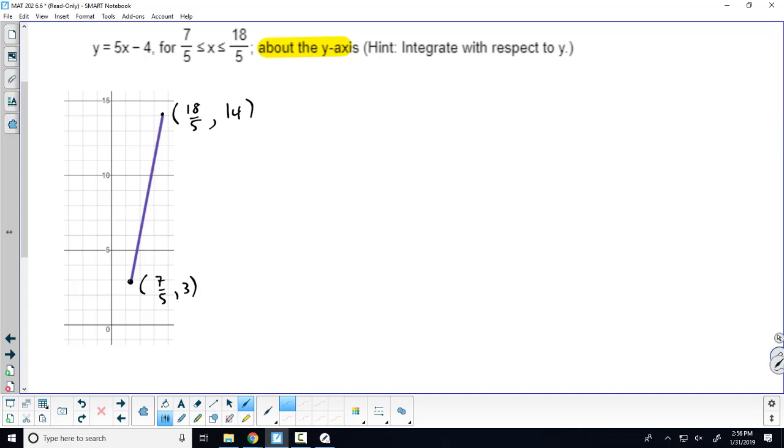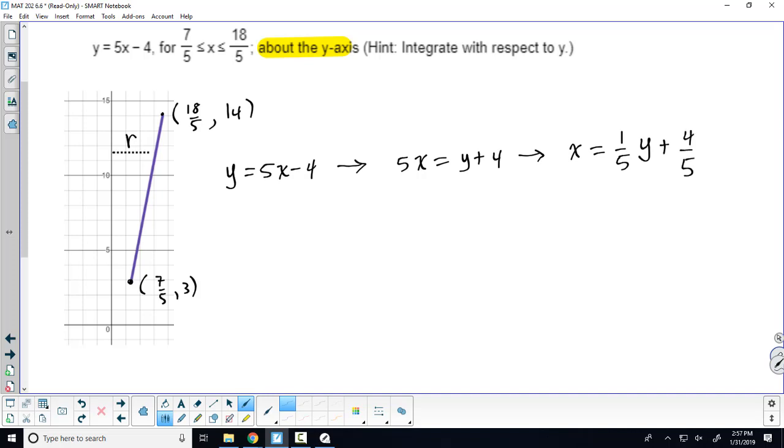All right. The curve, we are going to have to write it as an x value, as a function of y, right? x equals a function of y. So y equals 5x minus 4. That will be 5x equals y plus 4, which is x equals 1 fifth y plus 4 fifths. We'll do the ds piece, take the derivative. Oh, not too bad. Square it and add 1. One twenty-fifth plus 1, which is 26/25.